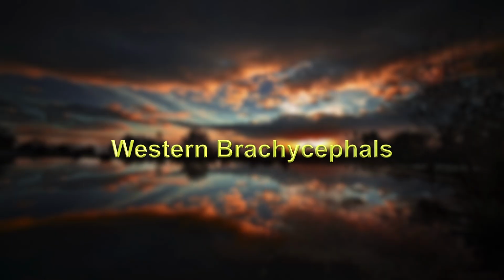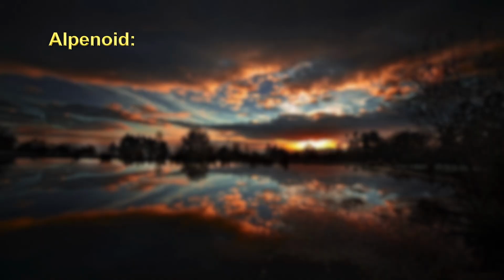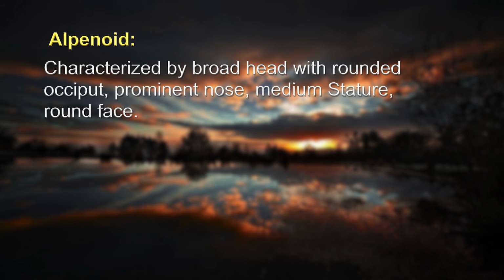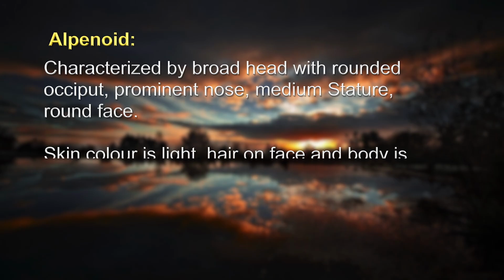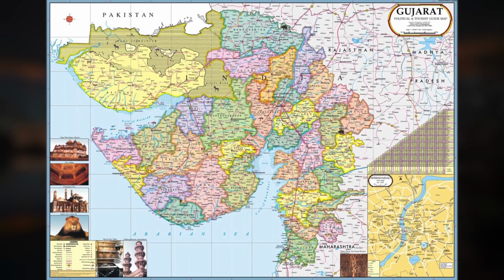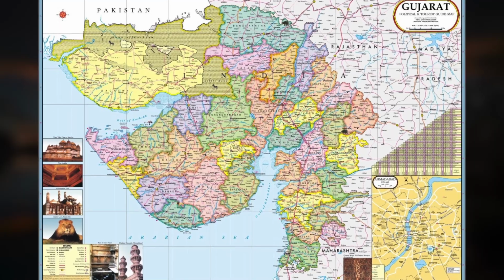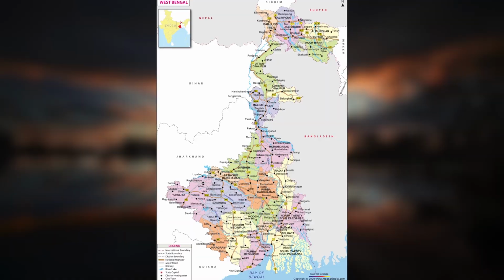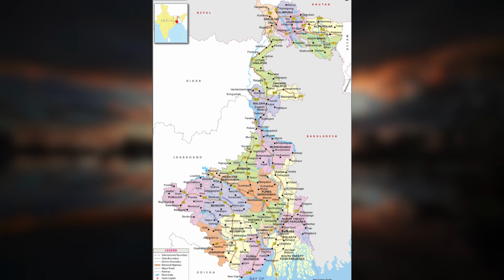Coming to the fifth one, the Western brachycephals, they have been divided into three types. First one, the Alpinoid, characterized by a broad head with rounded occiput, prominent nose, medium stature, and round face. Skin color is light, hair on face and body is abundant, and the body is thickly set. This type is found among the Bania of Gujarat, the Khati of Kathiawar and the Kayastha of Bengal, etc.